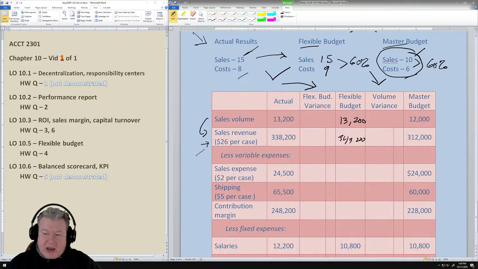And same with this. If I have 13,200 and it's $2 per case, that's my budgeted amount. So you can see 12,000 times 2 is 24,000. That's how this number is got. So if we were to take 13,200 and multiply it by 2, we'd get 26,400. And so on and so forth.